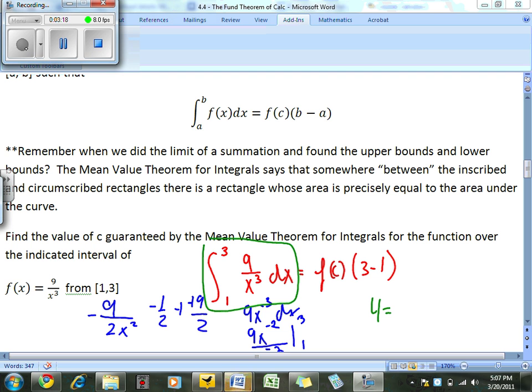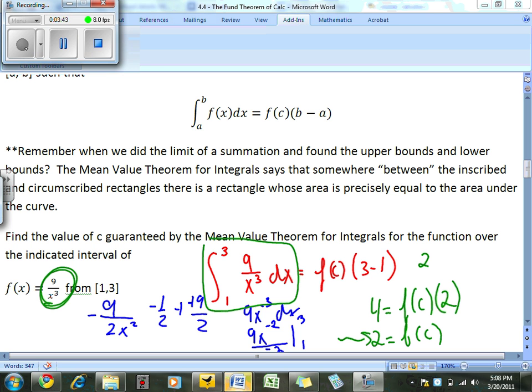So 4 equals f of c times 2. Let's bring our 2 over. So 2 equals f of c. What we need to do now is figure out what c value will make this function equal 2. So all we do is set our function equal to 2, and we'll solve for c.